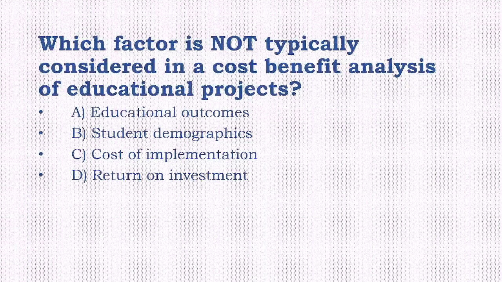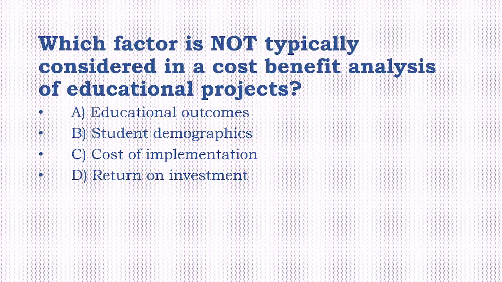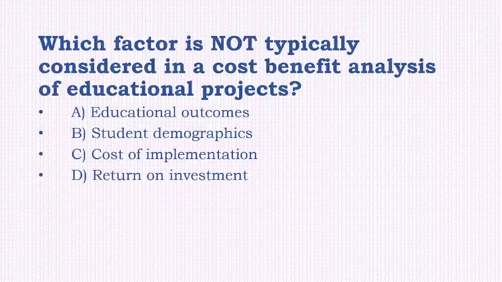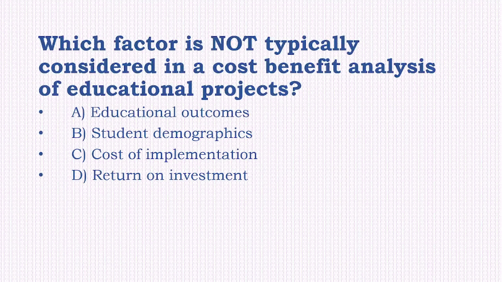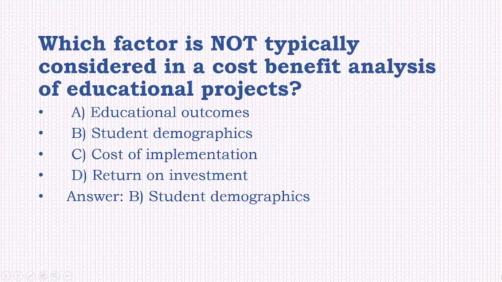Next, which factor is not typically considered in a cost benefit analysis of an educational project? Options: educational outcomes, student demographics, cost of implementation, return on investment. Answer of this question is option B, that is student demographics.